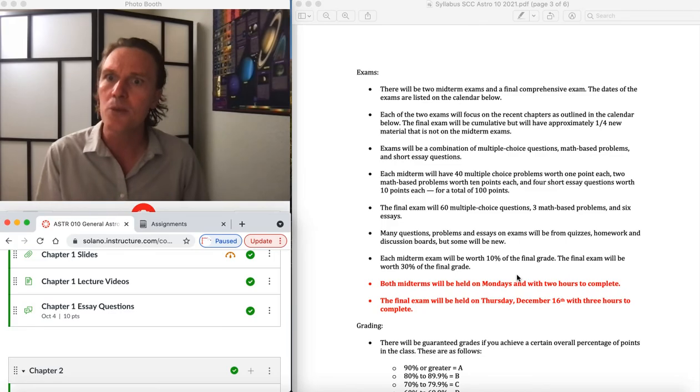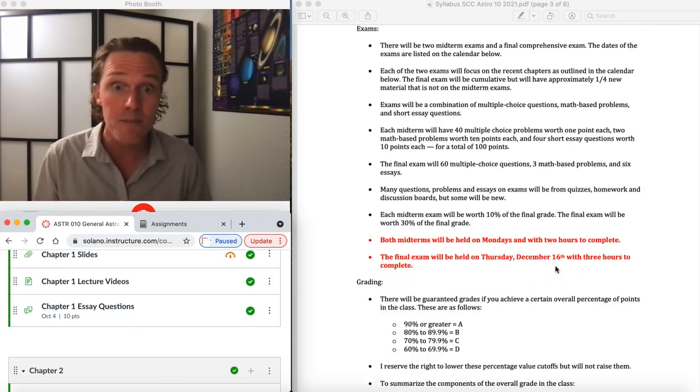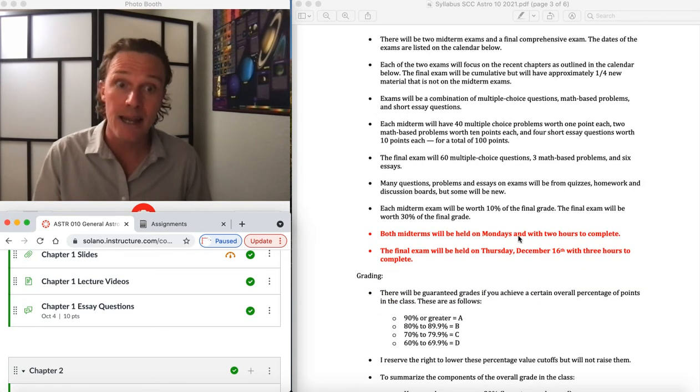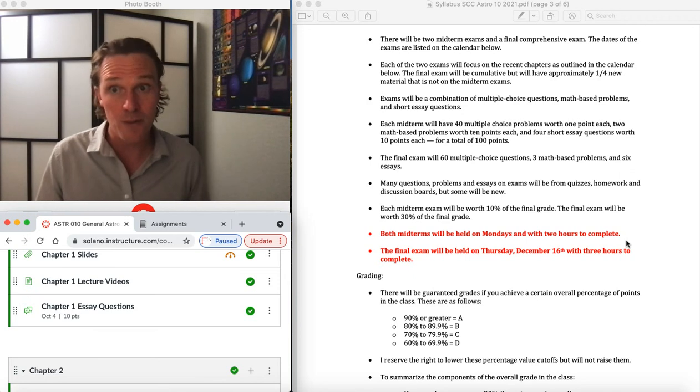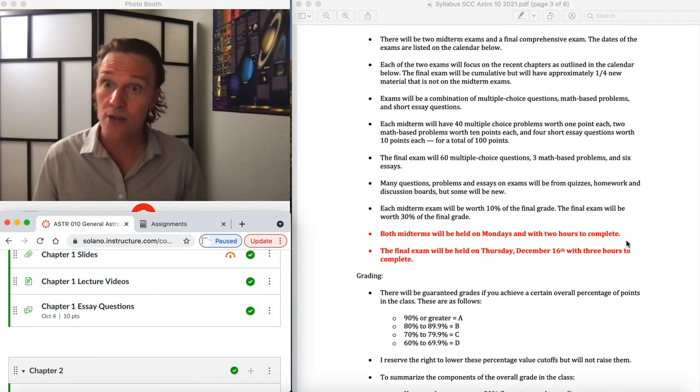So each one isn't too big, right? But together it's 20%. But the real big points are the final exam. The final exam is 30% of your grade, okay? Both midterms will be held on a Monday with 2 hours to complete. So they're like the quizzes, but they're available for a shorter amount of time. They're only available for a 24-hour period of time.